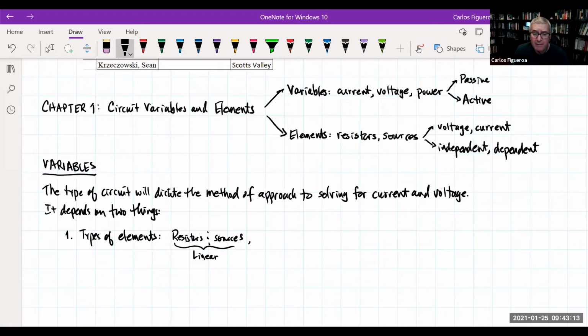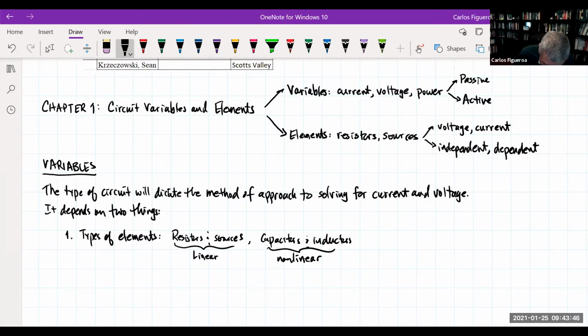However, if you start talking about capacitors and inductors, these guys are nonlinear. And because they're nonlinear, they require differential equations. Or unless you do a transformation into the complex plane, and then you start doing some type of phasor calculation. So the type of element really starts to tell you your method of approach.